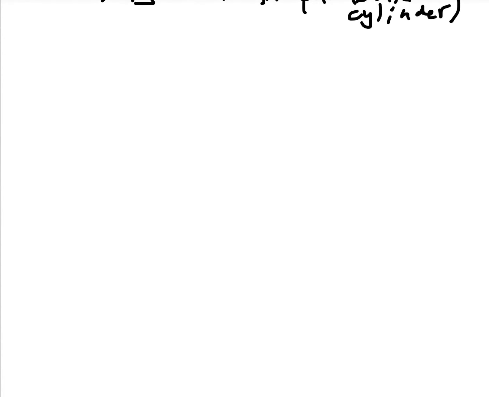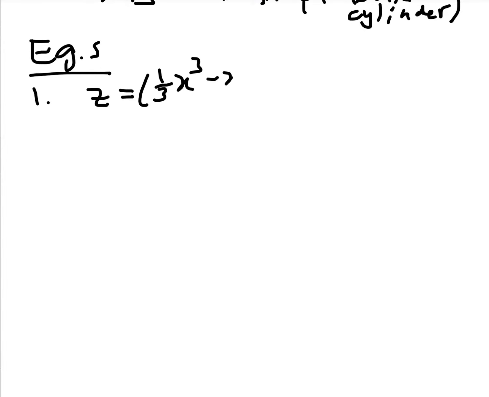Okay, we'll start off with a basic example. Example 1. So suppose we have the function z given by the following product, which is (1/3 x cubed minus x) multiplied by (y squared minus y). So this one is nicely factored out.